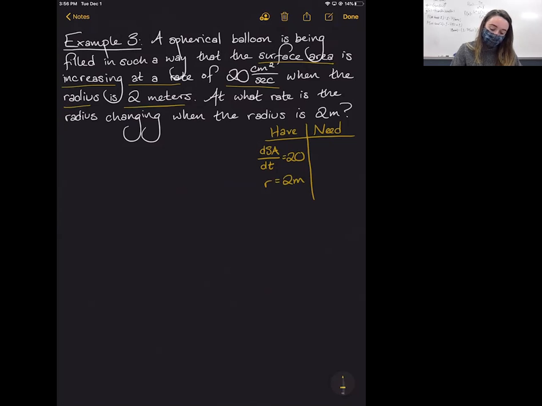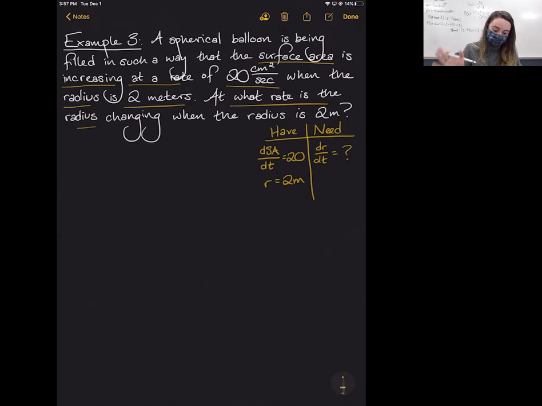Now, what are we looking for? What do we need? At what rate is the radius changing? That's asking for dr dt, the change in the radius over time. Cool. So we know what we have, we know what we need.